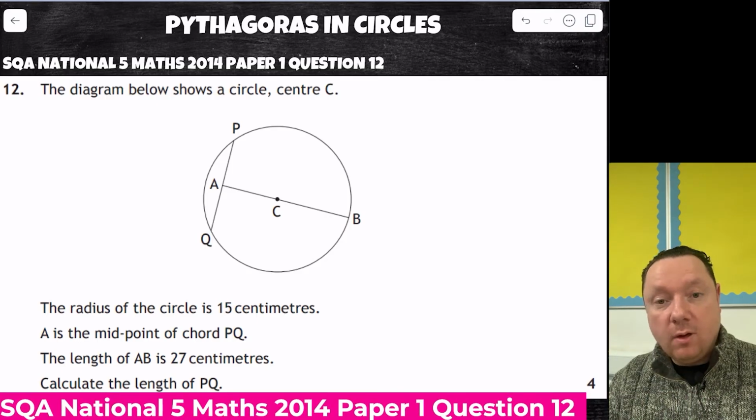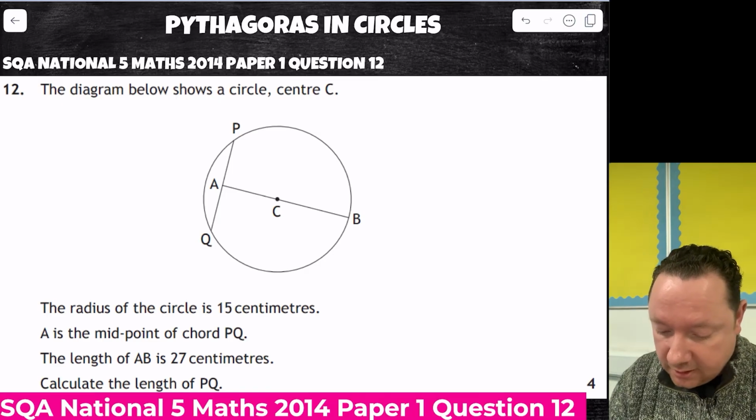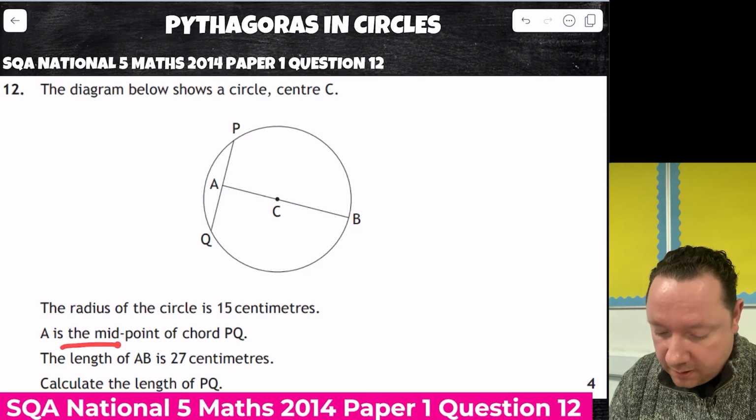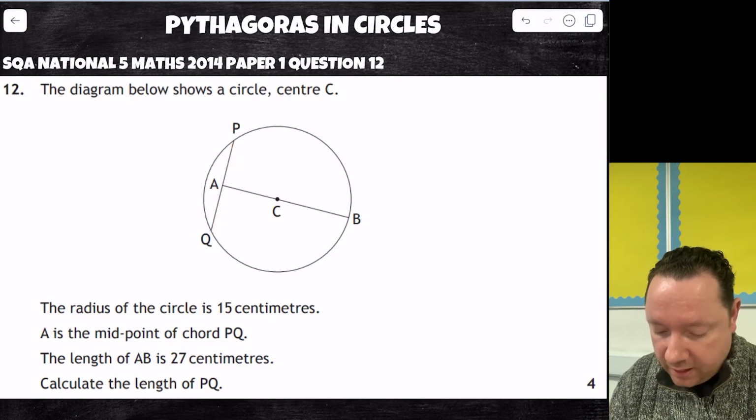National 5 Maths 2014, paper 1, question 12. Pythagoras in circles. This one, it says the radius of the circle is 15. A is the midpoint of chord PQ. There's PQ there. And the length of AB is 27. The length of this is 27. Calculate the length of P to Q.